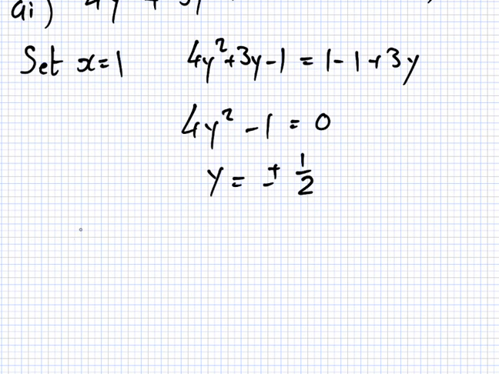So my first point is point A, where x is 1 and y is minus a half. And my second point B also has x is 1 and y is positive a half.